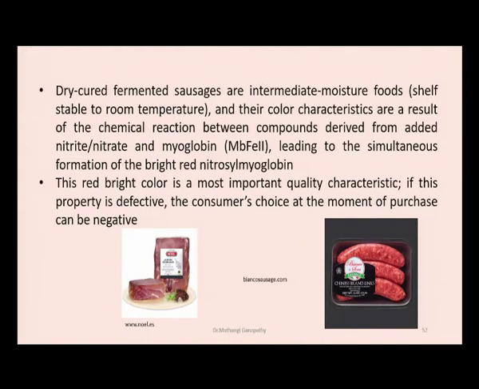The dry cured fermented sausages are intermediate moisture foods, meaning they are shelf stable, you can keep them at room temperature. The color which develops in them is a result of a chemical reaction involving nitrate, because nitrates are normally added as a preservative, and these will react with the myoglobin present in the meat. This reaction produces bright red colored nitrosyl myoglobin, and this bright red color is a very important quality characteristic. If the color is dimmed or defective, then consumers will not accept it, saying this food is not fresh, or I don't want this because it's not attractive enough for me to purchase.